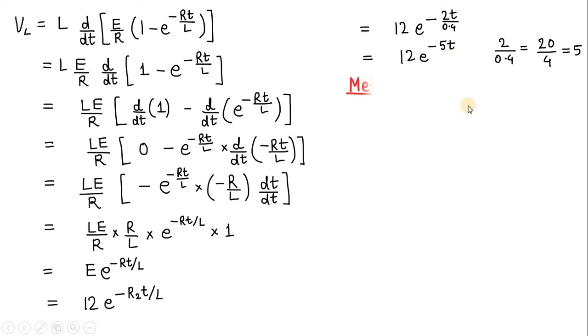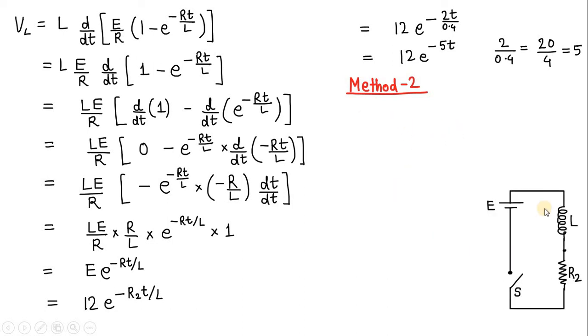This was the first method of solution, and now I present you the second method, which is shorter than the previous method, and also it will not require any kind of differentiation calculus. Let us look at the second method. Once again, let us observe this circuit. When the switch is closed, current will begin to flow in the circuit.